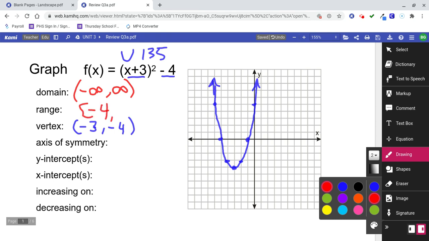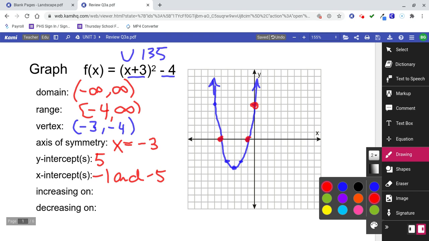Bracket -4 to infinity. Axis of symmetry. Remember that axis is that line, that imaginary line that cuts right through the middle. That's going to cut through the x part of the vertex. X equals -3. Y-intercepts, looks like it's right here at 5. X-intercepts at -1 and -5.